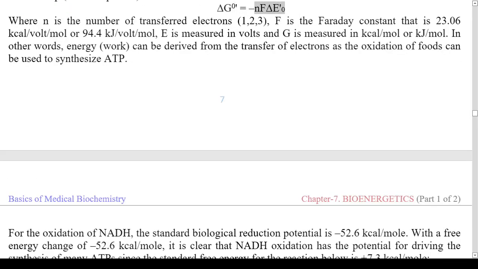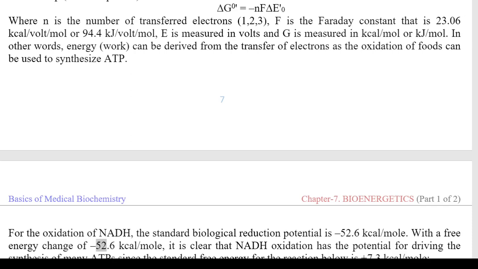ΔG0 equals -nFΔE0, where n is the number of transferred electrons, 1, 2, 3, F is the Faraday constant that is 23.06 kcal/volt/mole or 94.4 kJ/volt/mole. E is measured in volts and G is measured in kcal/mole or kJ/mole. In other words, energy, work, can be derived from the transfer of electrons as the oxidation of foods can be used to synthesize ATP. For the oxidation of NADH, the standard biological free energy change is 52.6 kcal/mole.